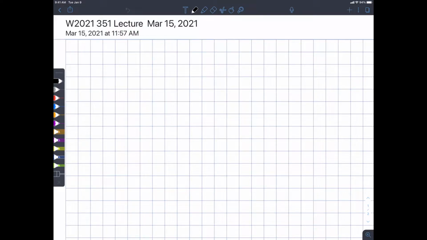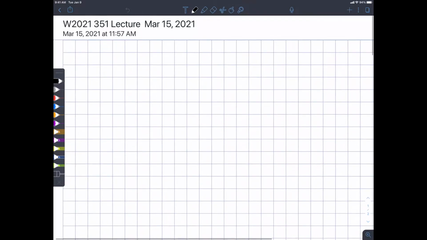Welcome back, everybody. I thought we would spend just a couple of minutes reviewing what we had talked about at the end of last time. Epoxide ring opening, or epoxide opening regioselectivity.